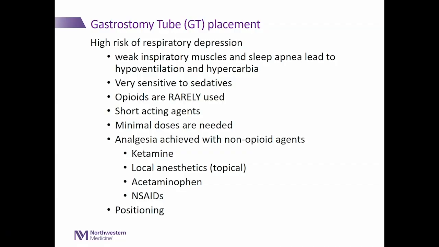These ALS patients are at high risk for respiratory depression, as you know, for multiple reasons. They have weak inspiratory muscles and sleep apnea, which lead to hypoventilation and hypocarbia. They're very sensitive to sedatives, and we almost always avoid opiates, primarily because of their ventilatory depressive effects. We use short-acting agents in very minimal quantities, and analgesia is achieved by a multimodal approach that doesn't include opiates.